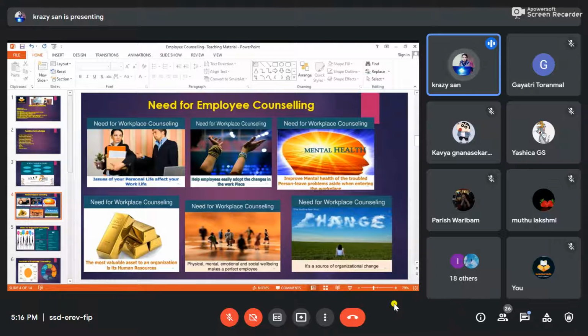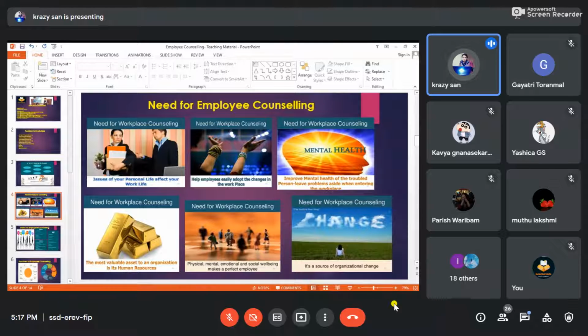Then another reason is that it helps employees easily adapt to change in the workplace. You might have noticed that in some companies the rules and regulations and work infrastructure keep on changing, and you find yourself uncomfortable. Those things start affecting you, and that also hampers your work. Then mental health: it improves the mental health of the troubled person so they leave problems aside when entering the workplace. Suppose you have some mental issues and you come to work, you make others disturbed also. At that time, if an expert counselor is needed, they are hired for you, or your superiors keep on guiding you. Then the most valuable asset to an organization is its human resources, right? So they are equal to gold or diamond for the organization.